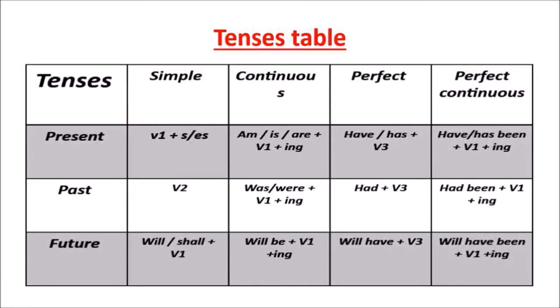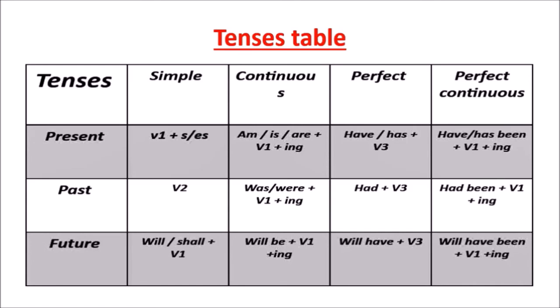Class, listen carefully. I have given a tabular column that is nothing but the tenses table. In this table I have given the present, past, future, and on this side simple, continuous, perfect and perfect continuous. The things in the topmost row are the forms of tenses, and the things in the vertical column are the tenses. So we have to relate them and learn the formula.